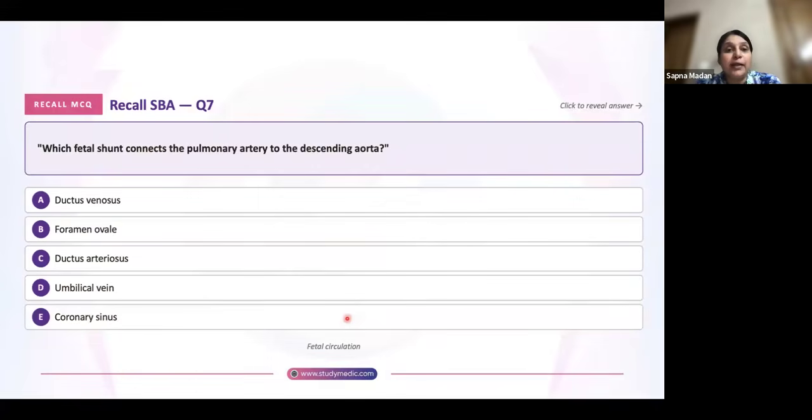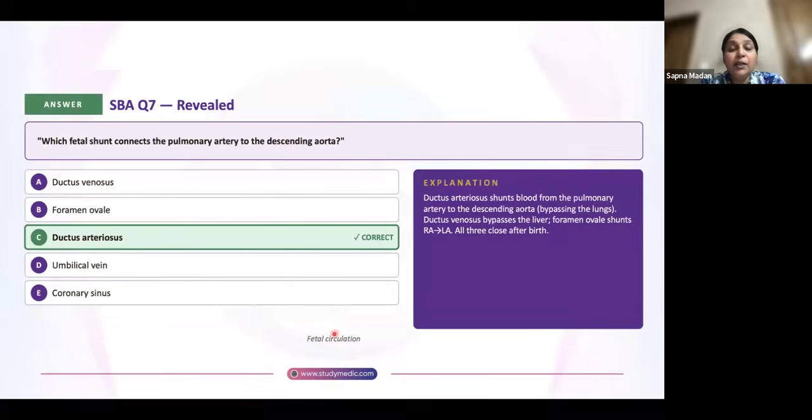Which fetal shunt connects the pulmonary artery to the descending aorta? Ductus venosus, foramen ovale, ductus arteriosus, umbilical vein, or coronary sinus? So 3 shunts: ductus venosus, foramen ovale, and ductus arteriosus. Which fetal shunt is from the pulmonary artery to the descending aorta? It is the ductus arteriosus.